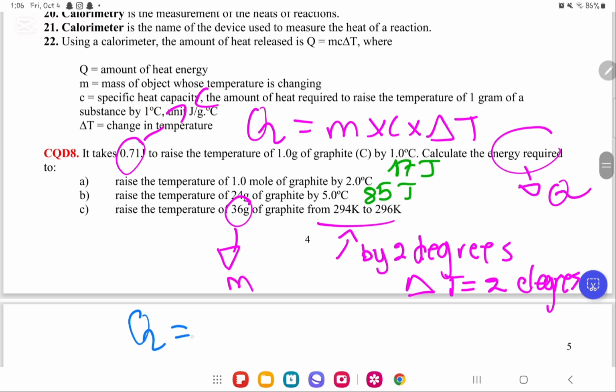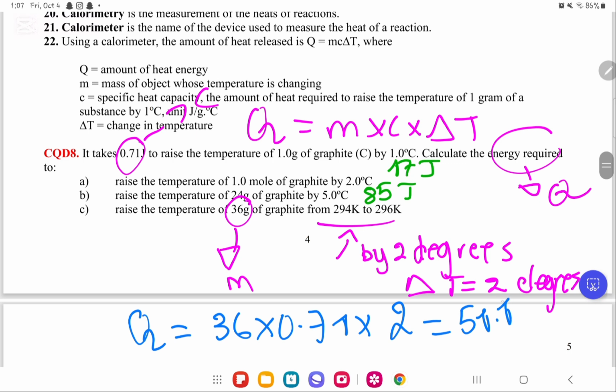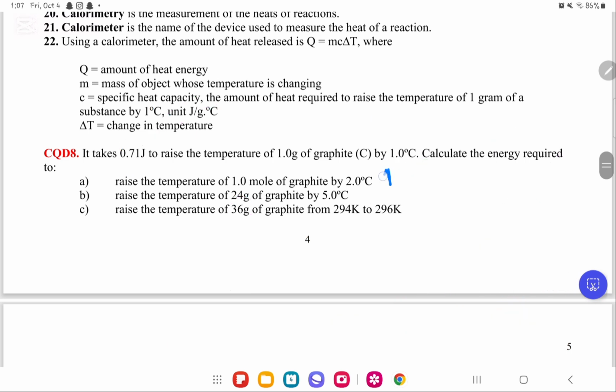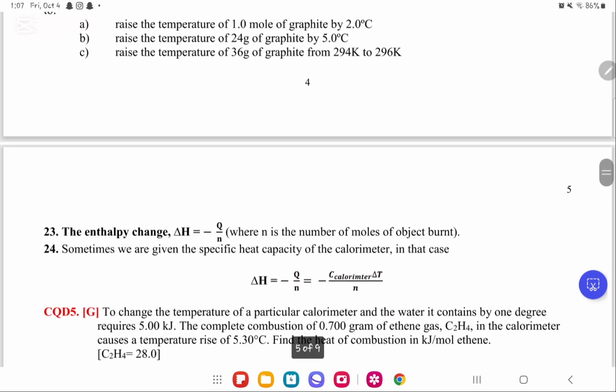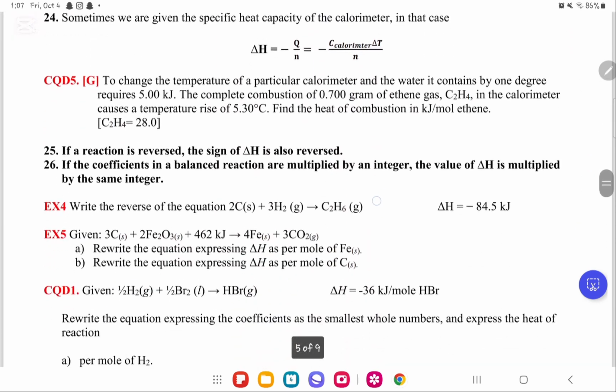Q that we need to find is equal to 36 times 0.71 times 2 degrees. So then we are going to have 36 times 0.71 times 2. It's going to be 51.12, which is approximately 51. So in order, we have 17 joules, 85 joules, and 51 joules. That is for CQD number 8.